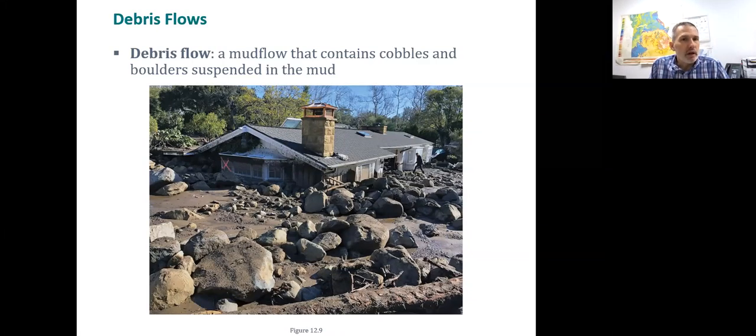If the material is cobbles, boulders and material, they can actually stay suspended in the water. And so if we have a mud flow that contains larger boulders in there, these would be called debris flows.